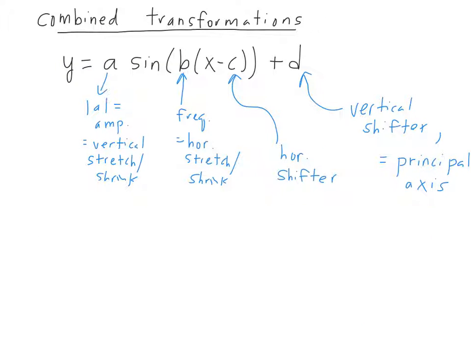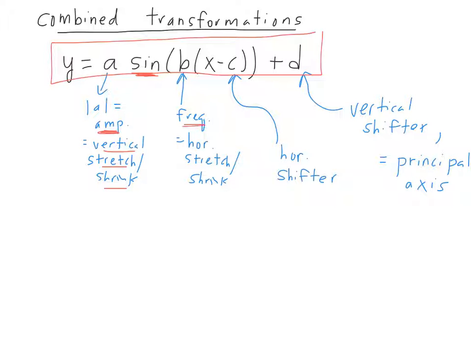Alright, so if we were to combine all of our transformations that we just looked at, if we were to look at this general form of an equation, we have sine on the inside as our main function. The a in front, the absolute value of it is going to be our amplitude, recall, and we said this is your vertical stretch or shrink factor.